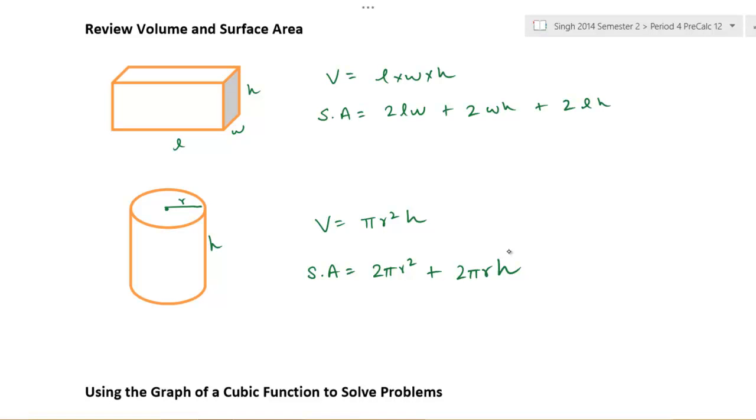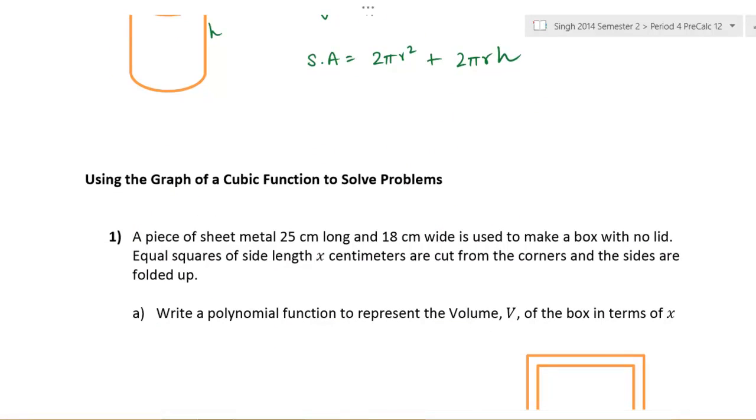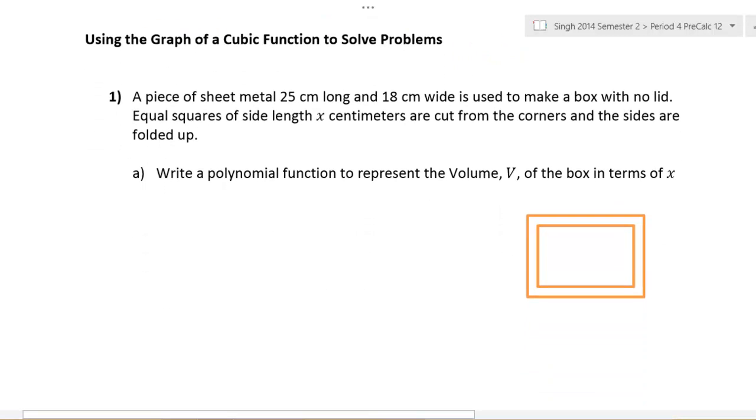Our goal in this lesson is to look at problem-solving problems and try and model them using polynomial functions, and then use the graph of a polynomial function to try and find some maximum or minimum values. So here's our first example.